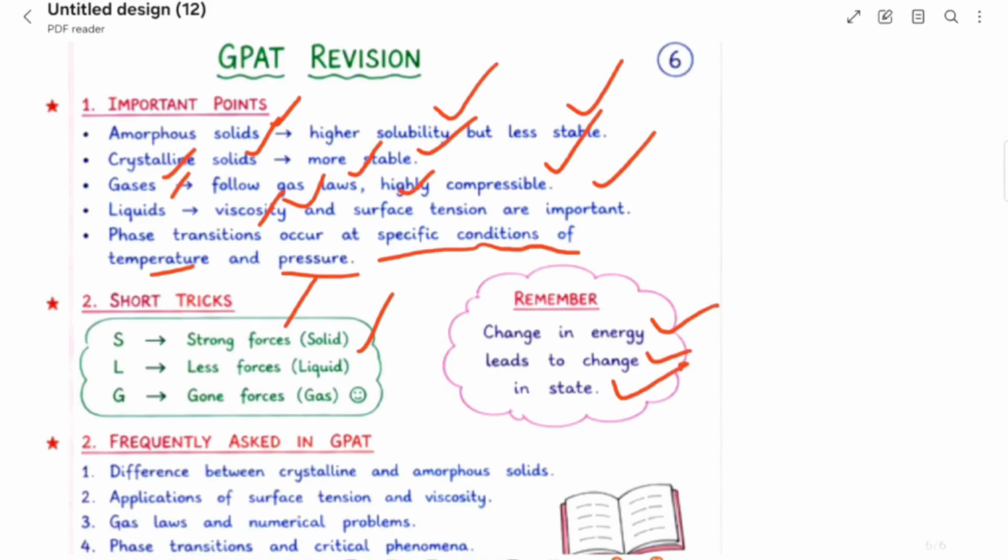The frequently asked questions we can expect are the difference between crystalline and amorphous solids, applications of surface tension and viscosity concepts, then gas laws and numerical problems, then phase transition and critical phenomena.